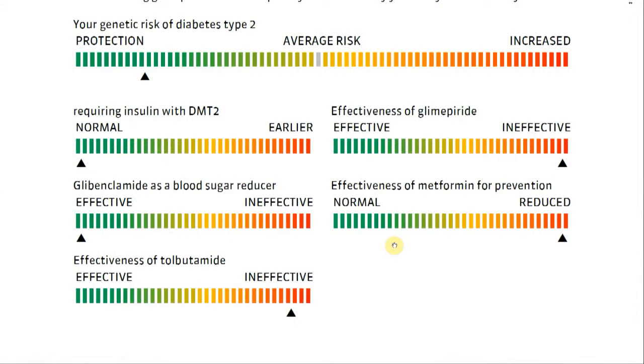prevention. Then there are different types of drugs which act differently in different people. And there are 4 drugs: glibenclamide, tolbutamide, glimepiride, and metformin. And these 4 are commonly prescribed as treatment for early stages of diabetes. And of course, effective treatment is important for you to get the best possible health benefit.